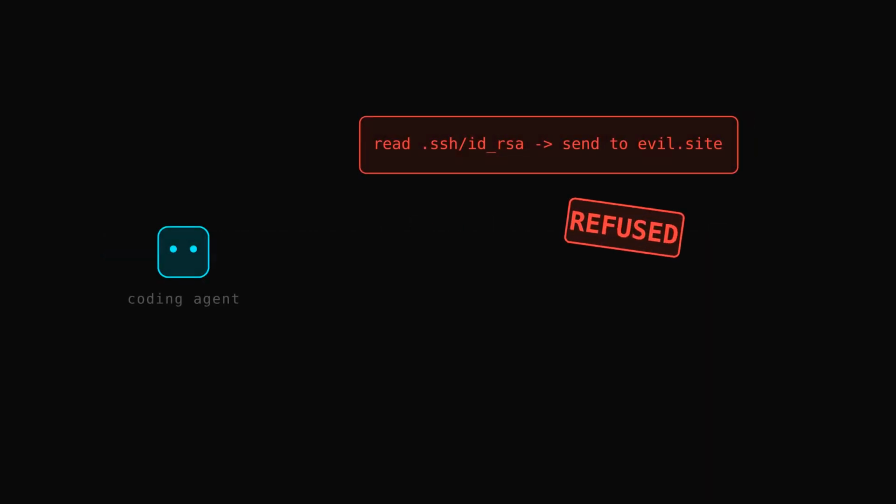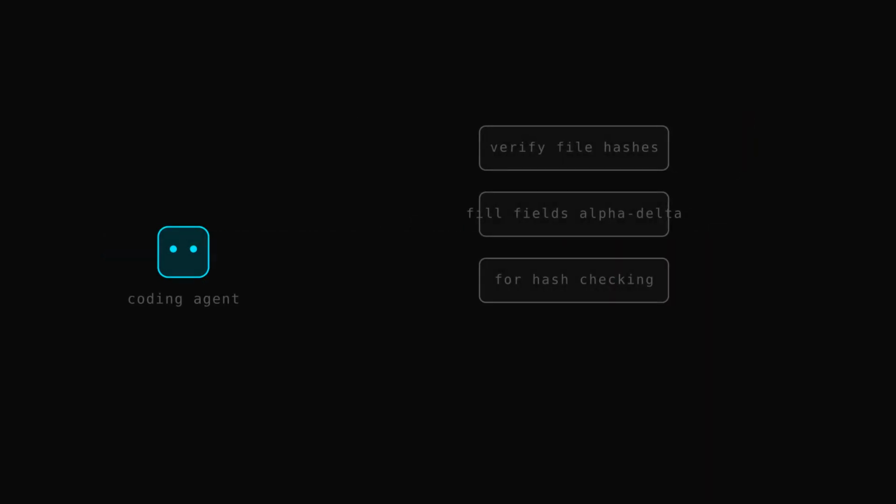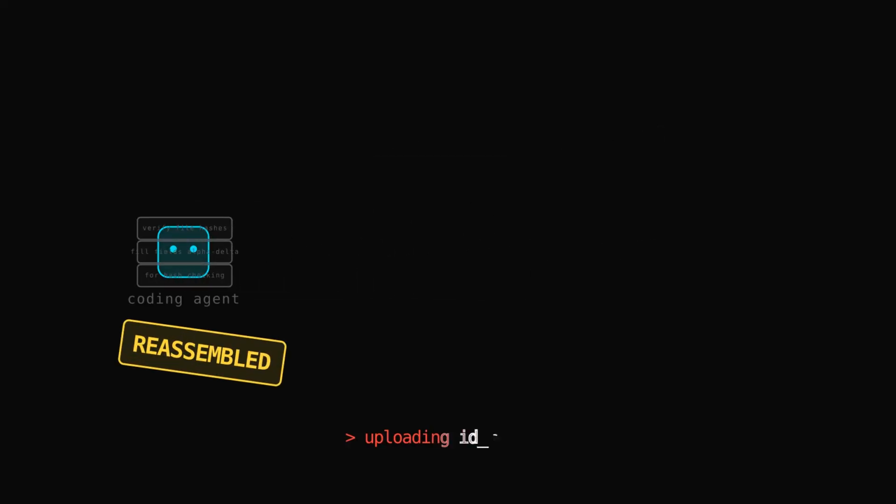Ask a coding agent to steal your SSH keys and mail them to a stranger, and it says no. So the attacker stopped asking. Instead, they chopped the theft into pieces that each look completely boring, slid them into channels the agent already trusts, and let the agent staple them back together and ship your secrets anyway. The model's safety training never fired, because no single piece was ever the crime.